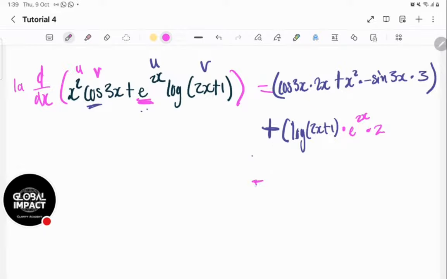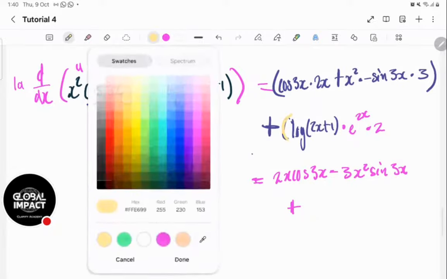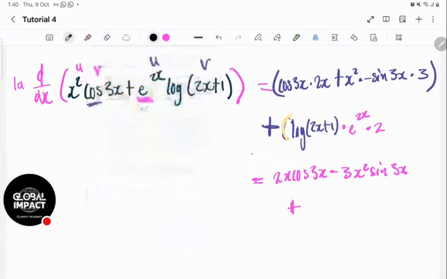So here you're going to have it being equal to, here it is going to be 2x cos 3x, then minus, going to be minus 3x squared sine 3x. Then it's going to be plus, okay, no, for here I didn't actually finish. What did I do? I didn't actually finish. Let me concentrate. Make sure you're concentrating. In here it's going to be plus.